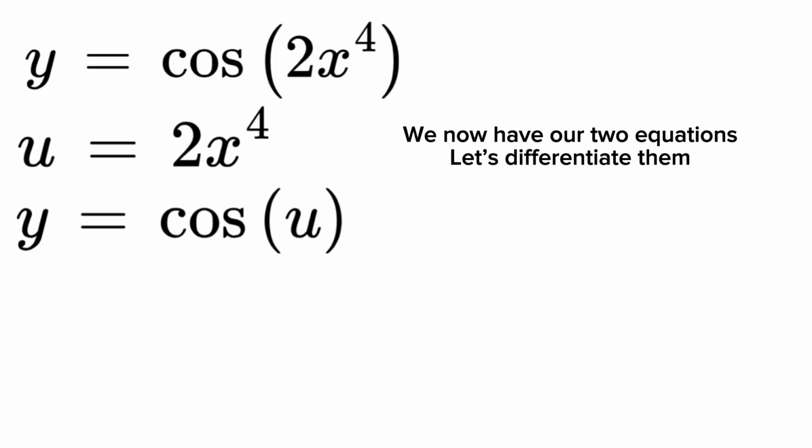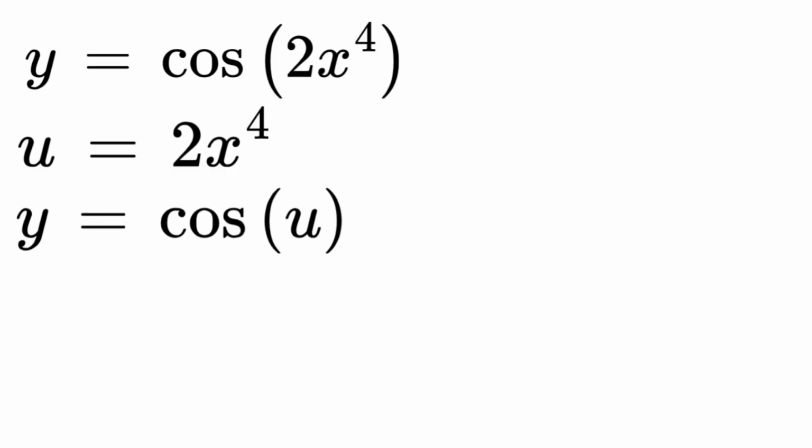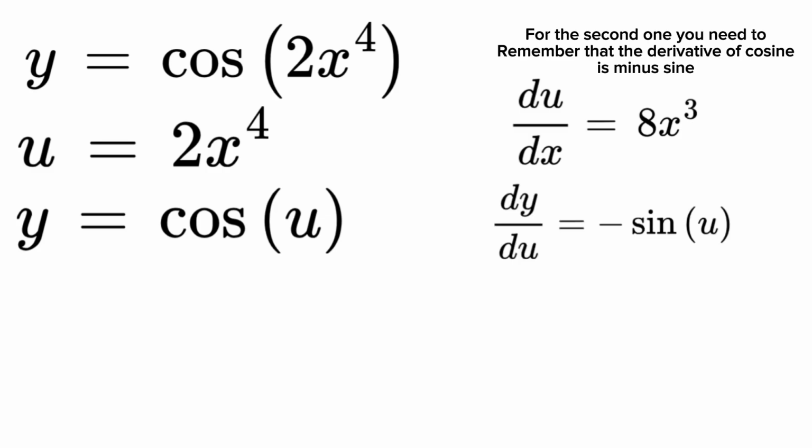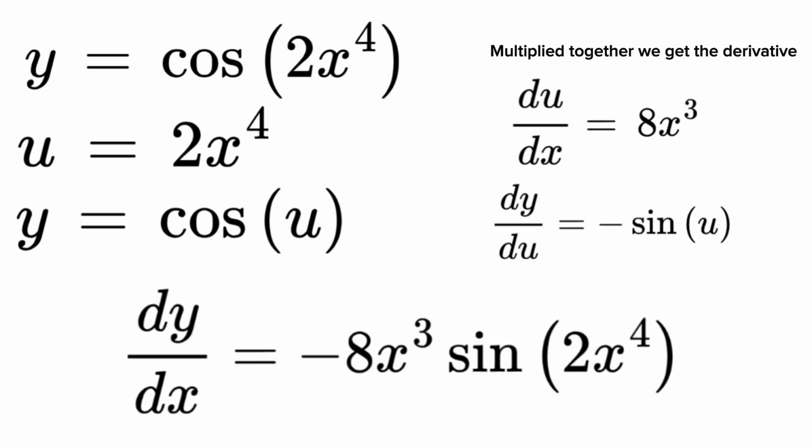We now have our two equations, let's differentiate them. The first one we can do by using the power rule. For the second one you need to remember that the derivative of cosine is minus sine. Multiplied together we get the derivative.